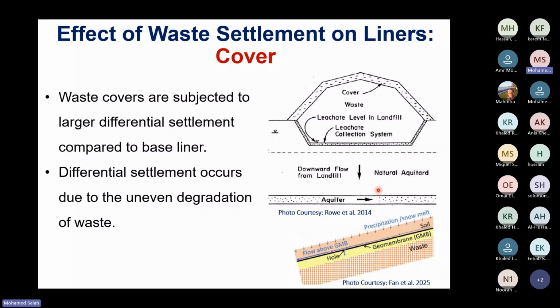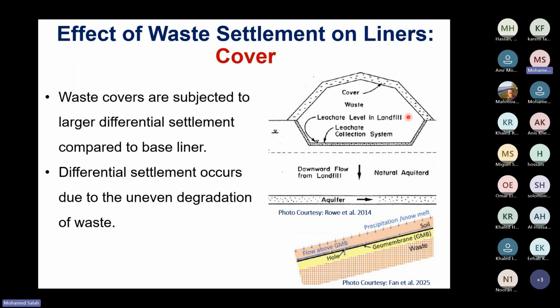And why are the cover liners exposed to larger differential settlement compared to the base liner? Because simply of the uneven degradation of the waste inside the landfill. And to be honest, the waste inside the landfill will not be homogeneous or isotropic. Like the waste I'm getting at this part might not have exactly the same composition as this part. So we will have uneven degradation of the waste, and this will result in a differential settlement.